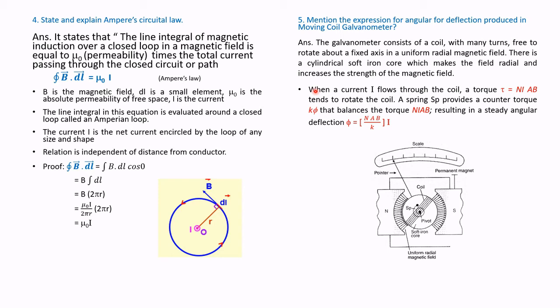A spring SP provides a counter torque K phi that balances the torque NIAB, resulting in a steady angular deflection which is proportional to the current I and given by the equation phi is equal to NAB by K into I. That is, NAB by K is a constant. All are constant. The number of turns is constant, the area of cross section is constant and the flux density is also constant. Therefore, phi is proportional to I.